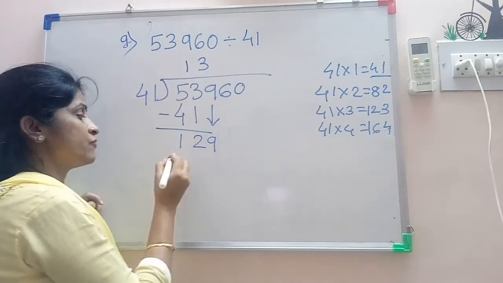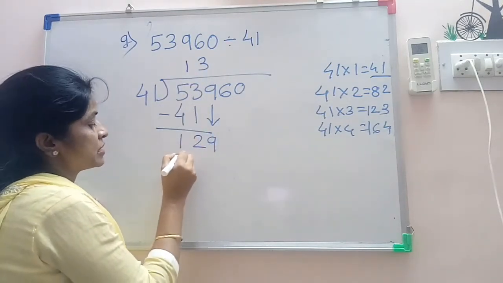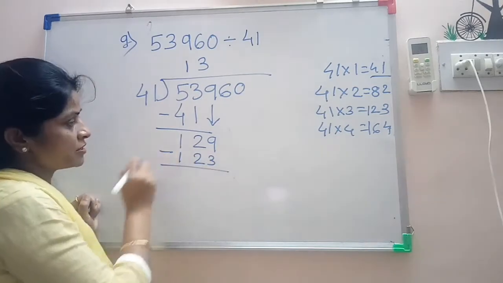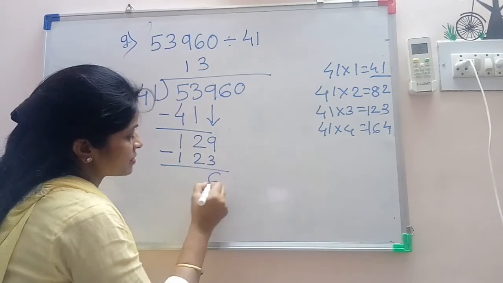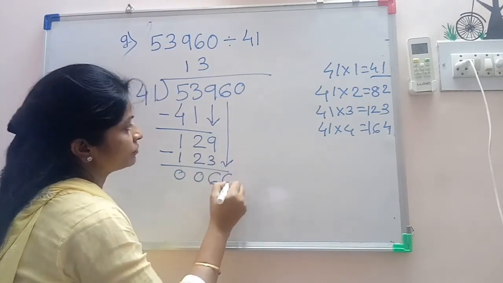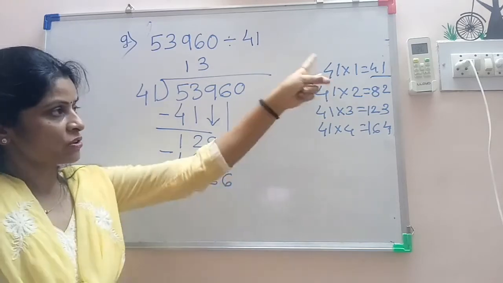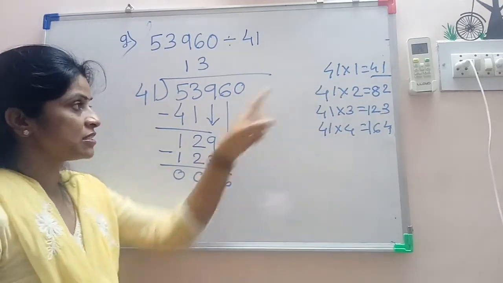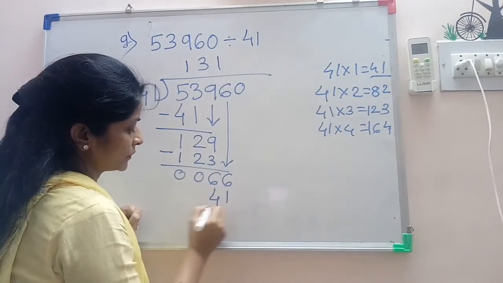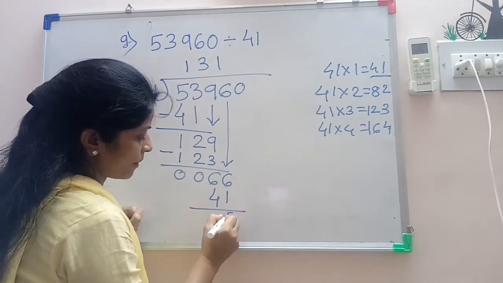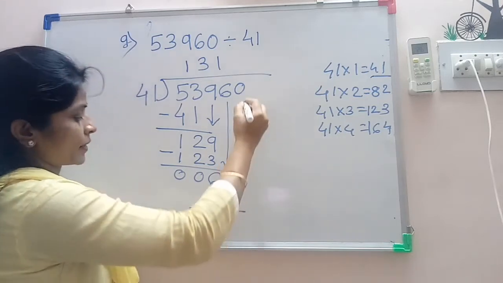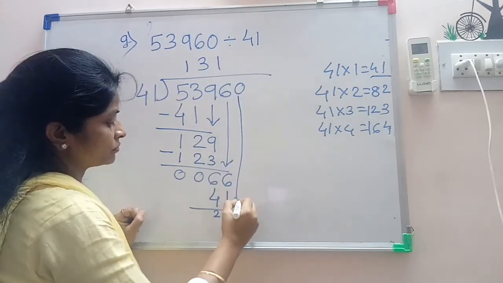So we will write here 41 3s are 123. Now we will subtract it. Then we will take this 6 down. Now again 66 is not there. Less than that is 41 1s are 41. Now we get 25. We'll take the next number down.